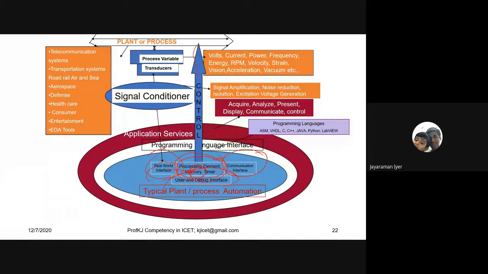So for programming, what languages can you use? You can use assembly, VHDL, C, C++, Java. Today Python is famous, and LabVIEW, there may be Ada. So many languages have come.